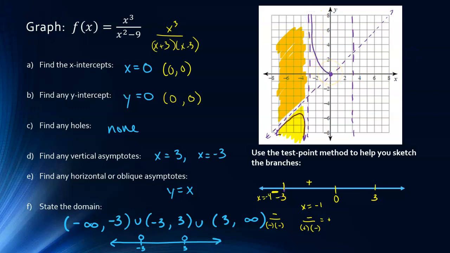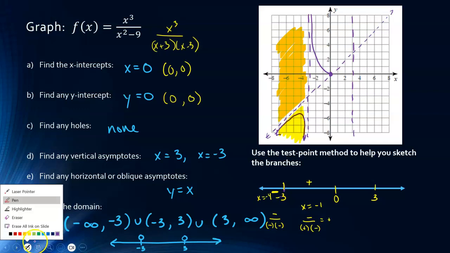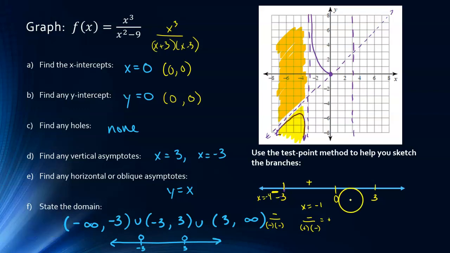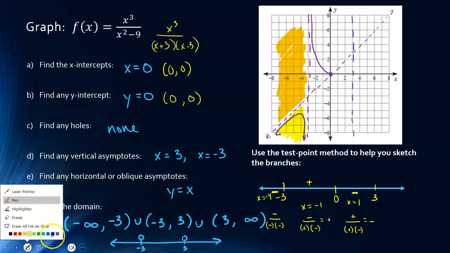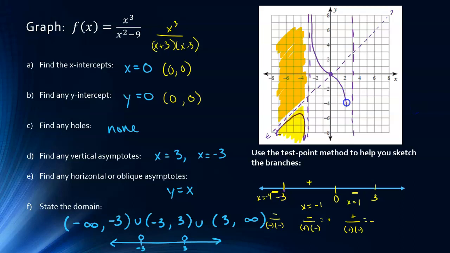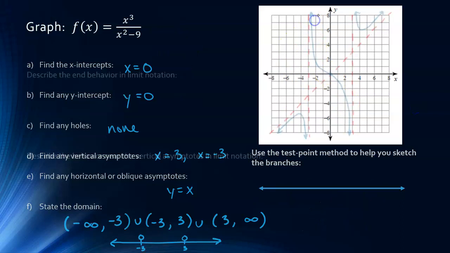Okay, so now we're going to see, well, what happens after 0? So let's pick a point like positive 1. So 1 cubed, now that's positive. 1 plus 3 stays positive. 1 minus 3, that's still negative. So positive divided by negative would be negative. So between 0 and positive 3, the graph would be negative.